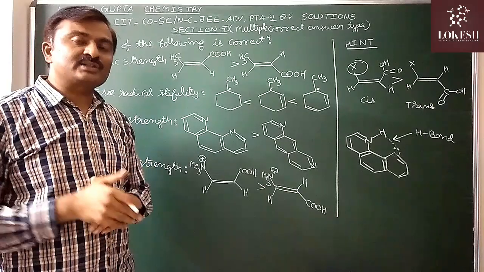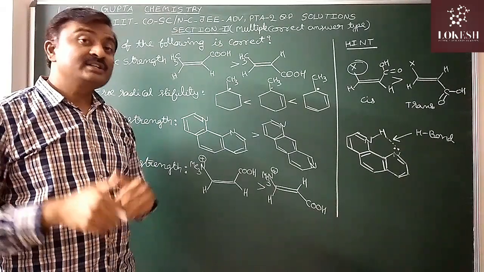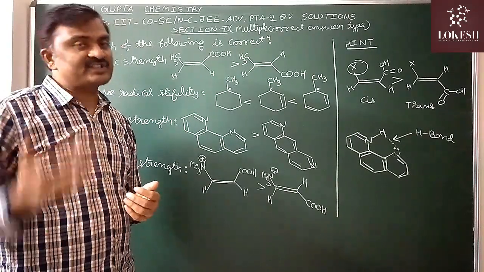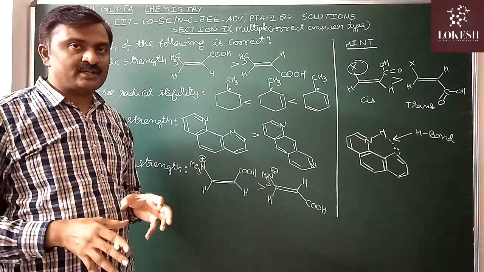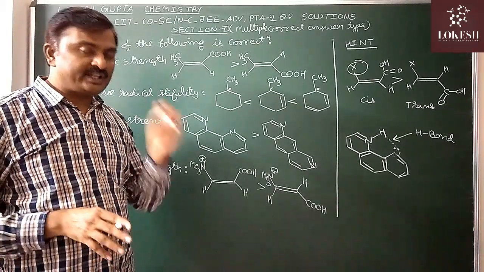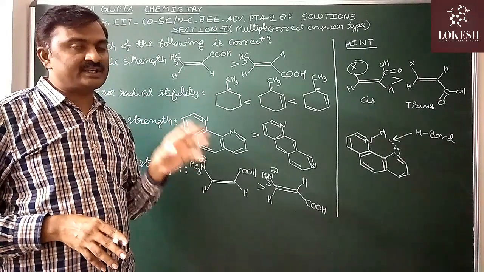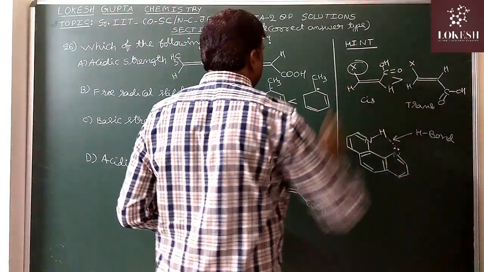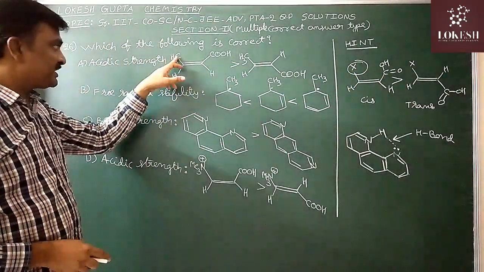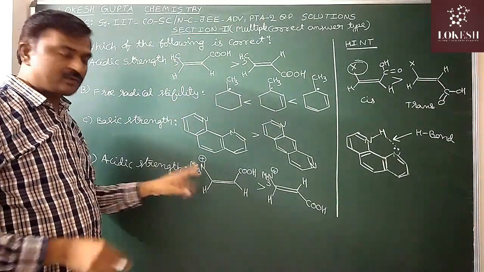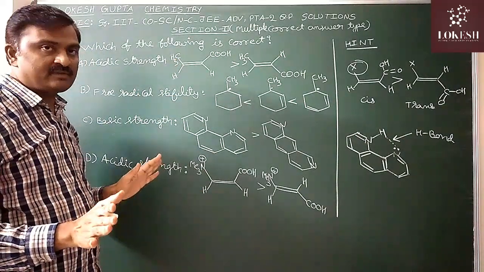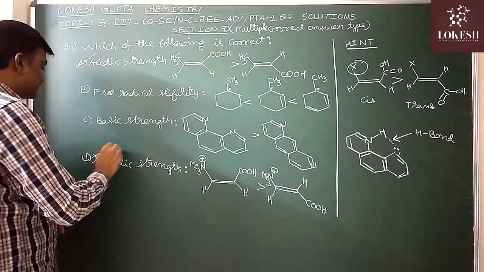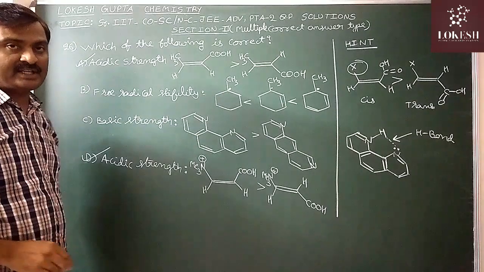Just like ortho-substituted benzoic acid is more acidic than benzoic acid and all its position isomers. This is because of the steric factor. So irrespective of the nature of the substituent at the beta carbon, always the cis isomer is more acidic than the trans isomer. It may be an electron releasing group or a withdrawing group. Irrespective of the nature, the cis isomer is more acidic than the trans isomer, just like the ortho effect in benzoic acid.